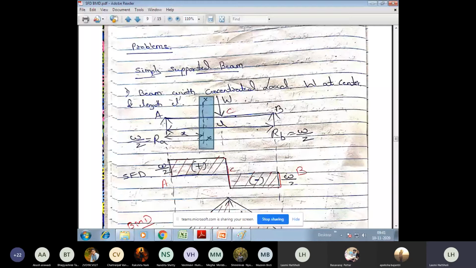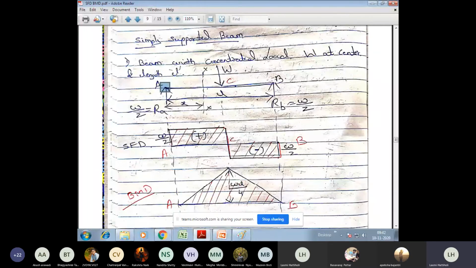Suppose this X is 0. At the A point, what is the value for X? Anybody? 0, ma'am. Very correct. At A point, the value of X is 0. So can you tell me what's the bending moment at A? There is no bending, ma'am. Excellent. So there is no bending moment. That means at A point, the bending moment is 0. Do you agree for this? Yes, ma'am. Yes, right. So that's what I have written it here.